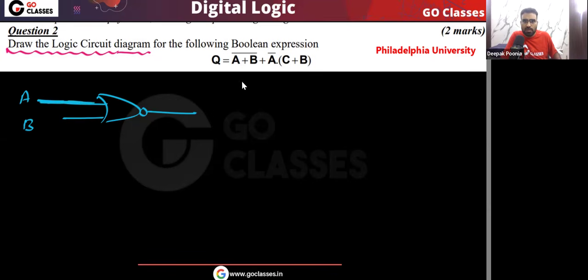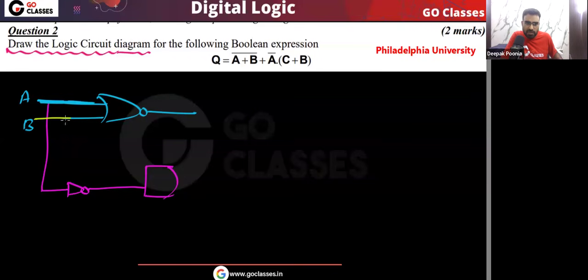Next, we need this AND. Yes or no? But remember, this AND has one input as A bar. And the other input is C or B. So we need an OR gate here. One input is B, another input will be C. Okay, yes or no? So that's it.